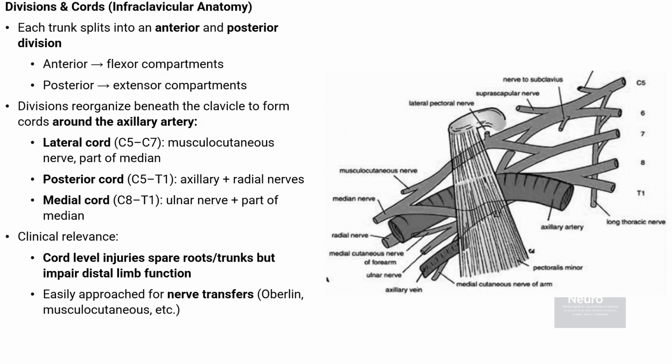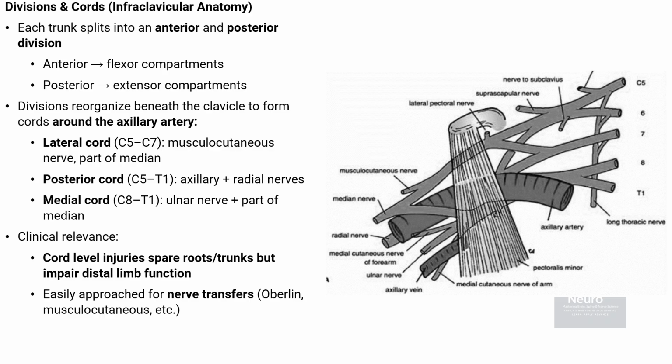After the brachial plexus trunks form, each splits into two pathways. Think of these as flexor and extensor routes, one heading to muscles that bend the arm and hand, the other to muscles that straighten them. Under the clavicle, these pathways regroup around the axillary artery into three cords.